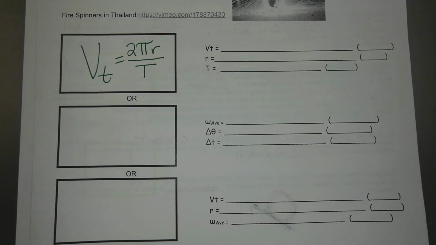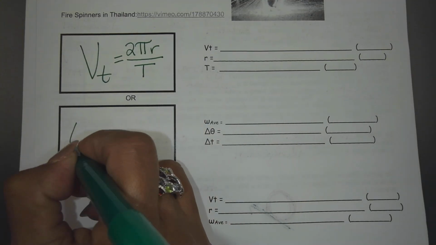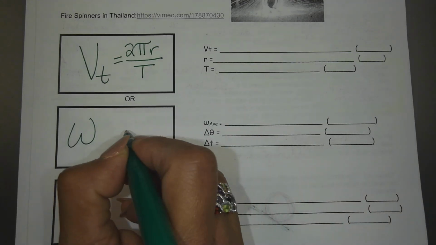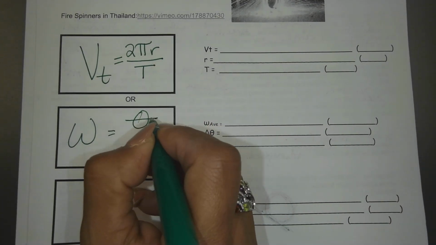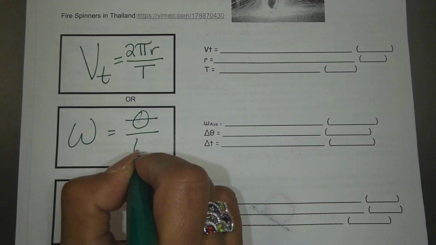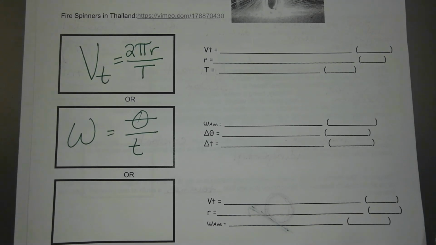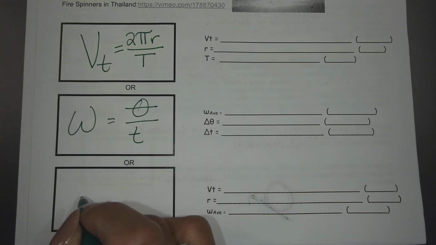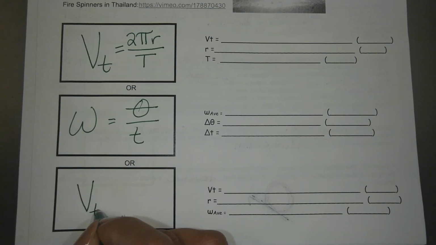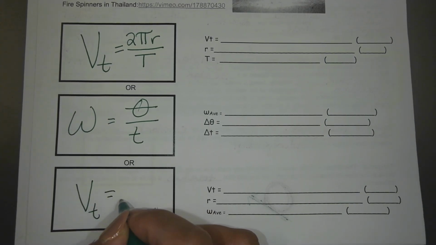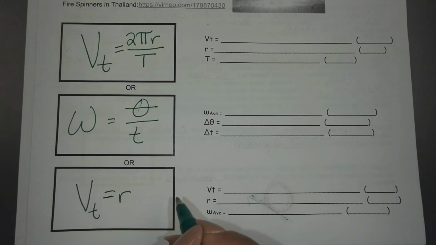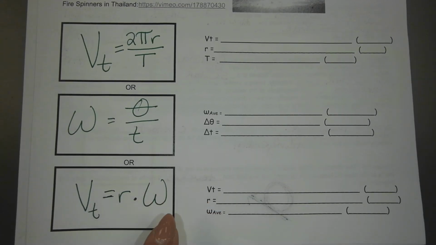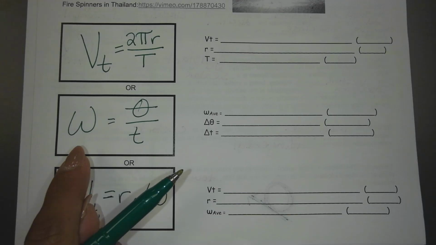Or you can use omega, which looks like a W, equals theta over lowercase t, which stands for time. Or v sub t, tangent velocity, equals lowercase r, radius, times omega. That is an omega Greek symbol.